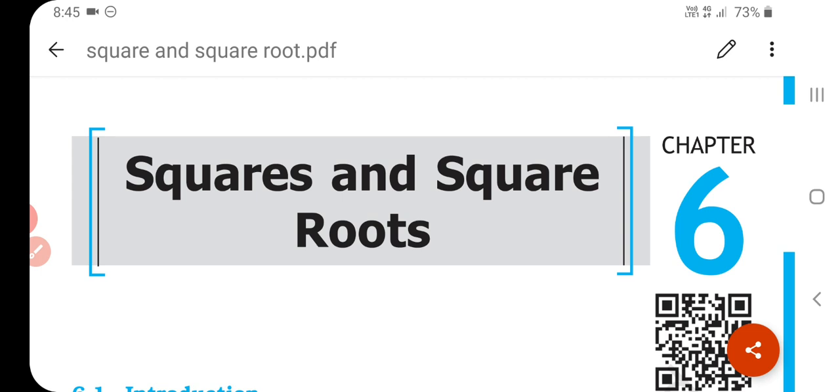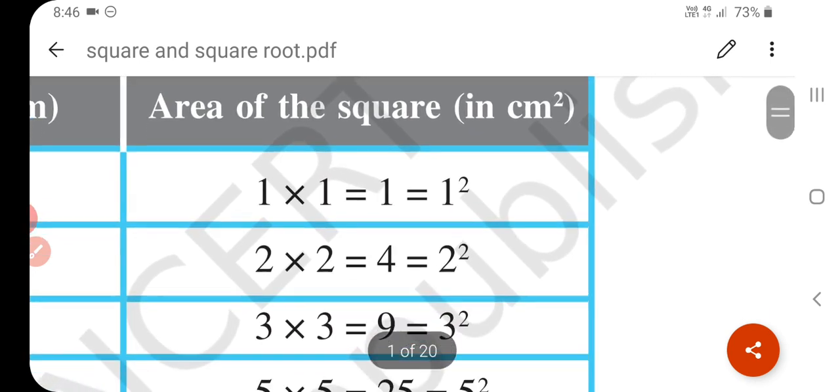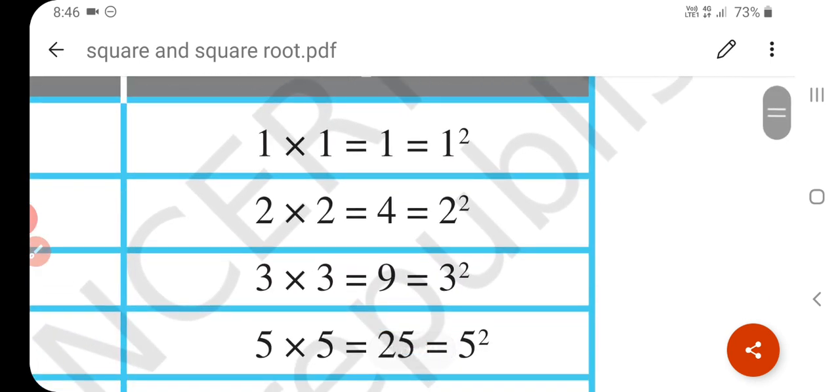So, if we want to talk about the square of any number, when a number is multiplied by itself, the product so obtained is called the square of a number. For example, 1 into 1 is equal to 1, that is 1 square. What do you mean by 2 into 2? 2 into 2 is 4, that is 2 square. You can write it as 2 square, which means 2 to the power 2.